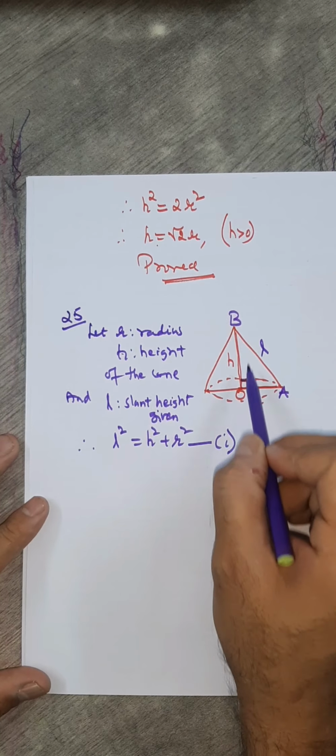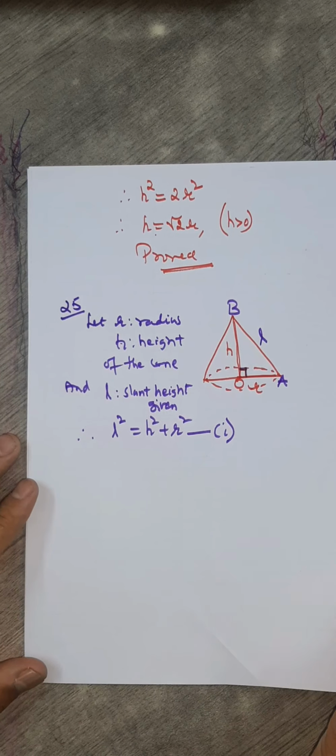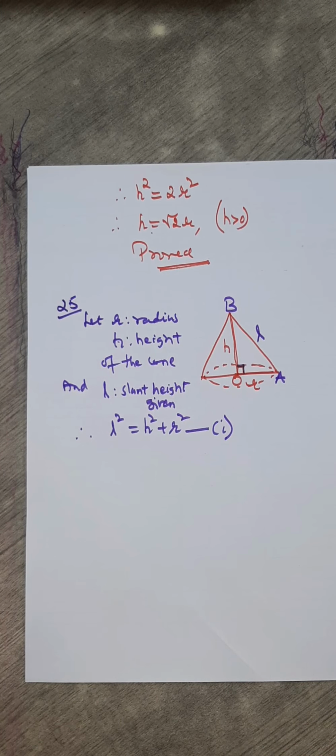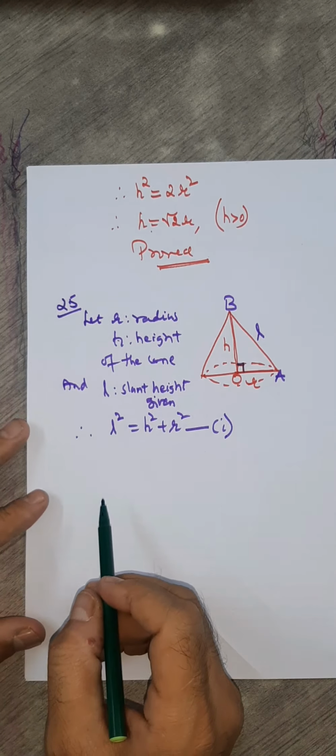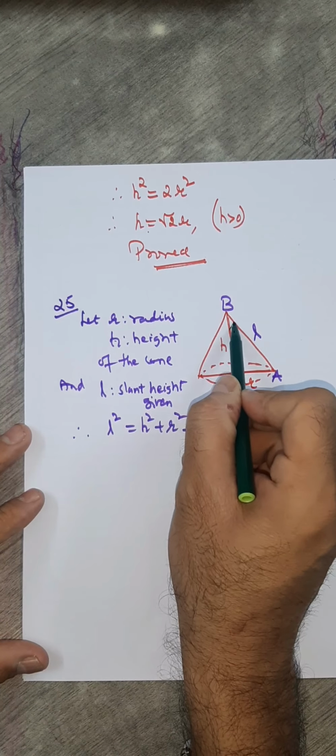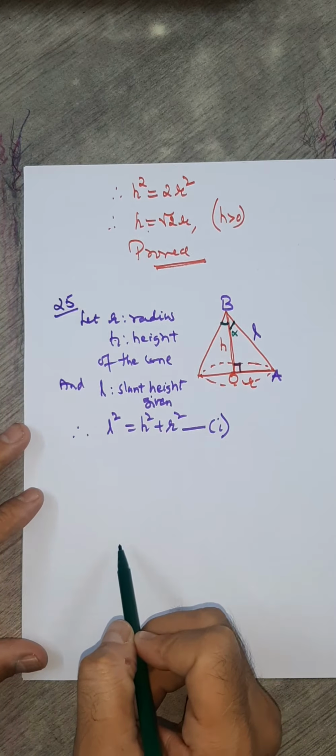AOB is a right angle triangle. This is a relation between H and R, which we'll use for maximum volume. Okay, so I'll write what we want to do now. That should be clear in your mind. You know that this is known as the semi-vertical angle, alpha. This is also alpha, the half angle.